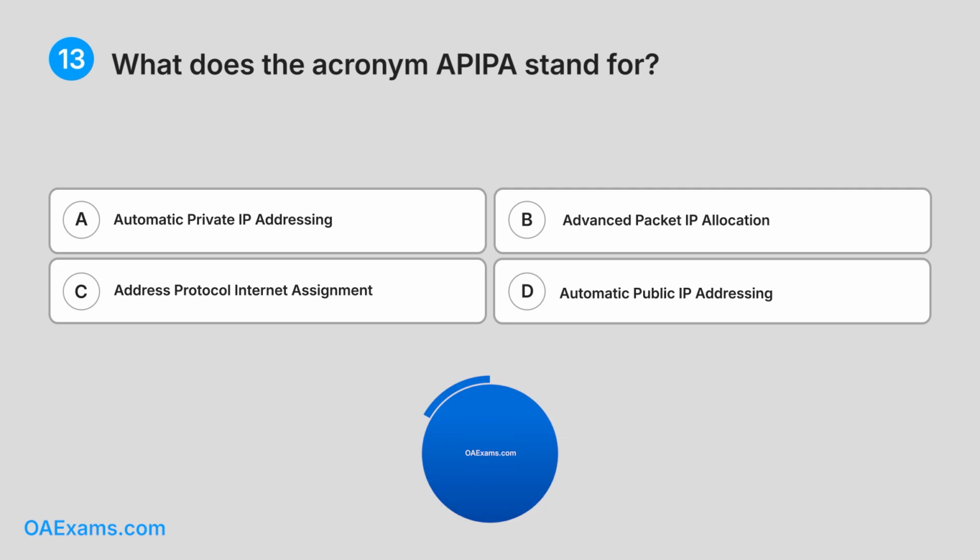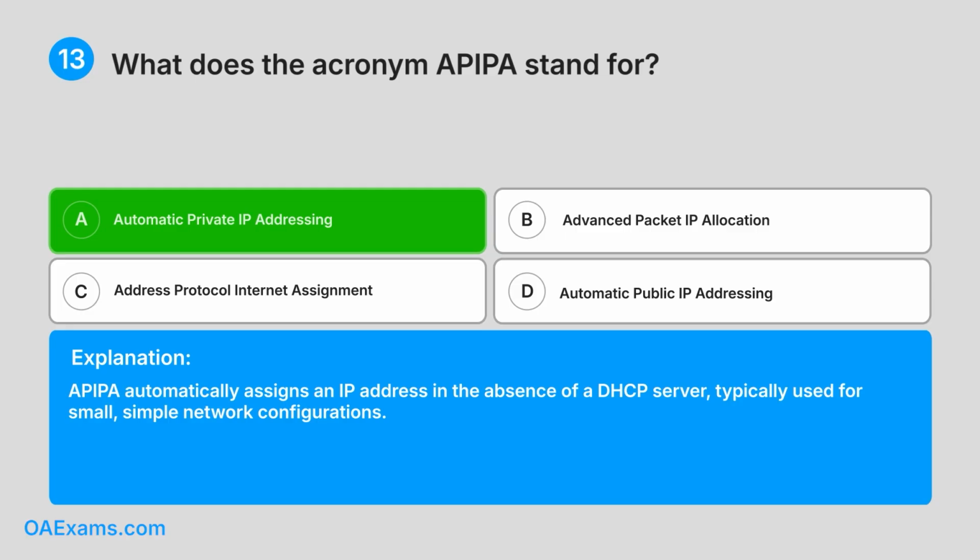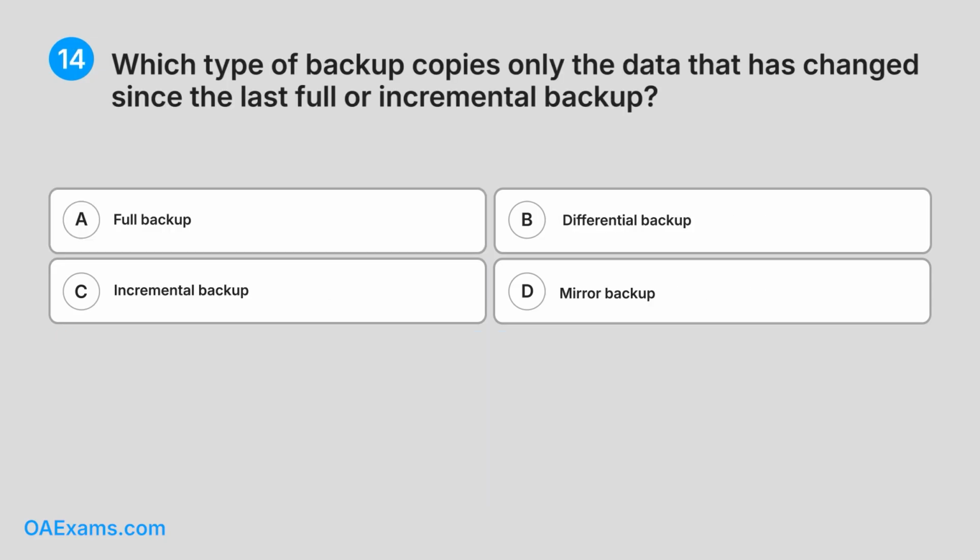Correct answer. A. Automatic private IP addressing. Explanation. APIPA automatically assigns an IP address in the absence of a DHCP server, typically used for small, simple network configurations. 14. Which type of backup copies only the data that has changed since the last full or incremental backup?